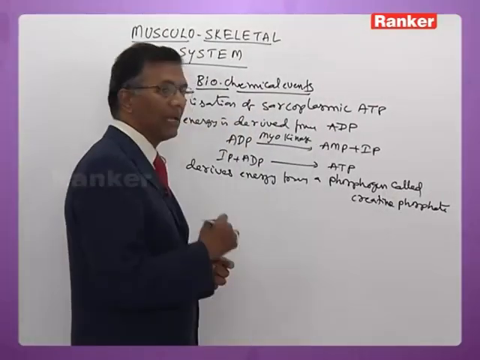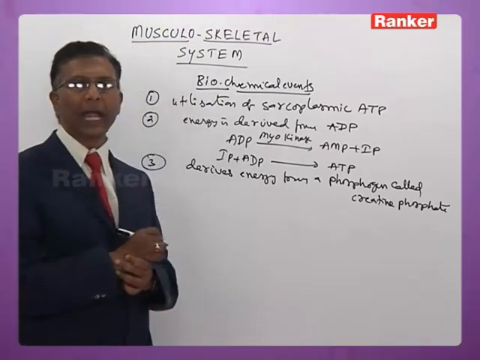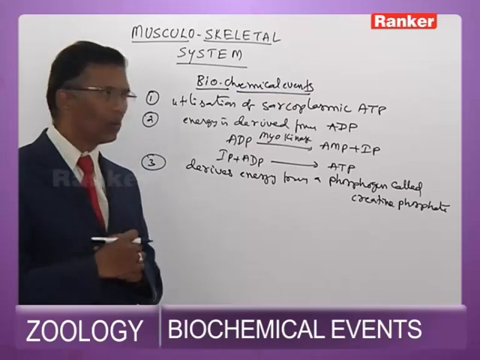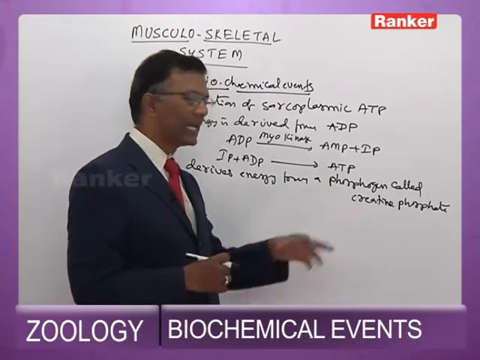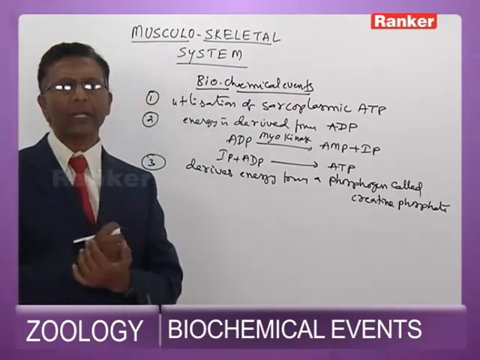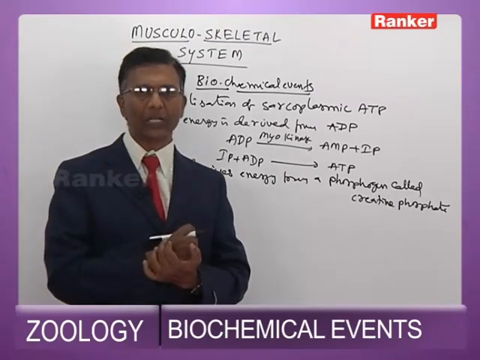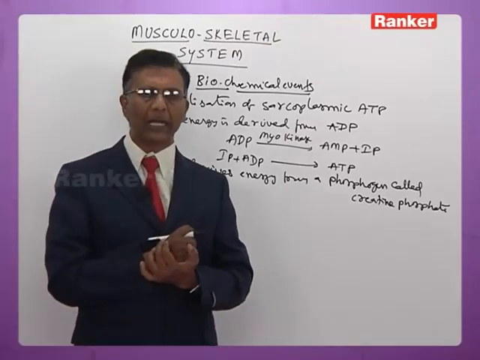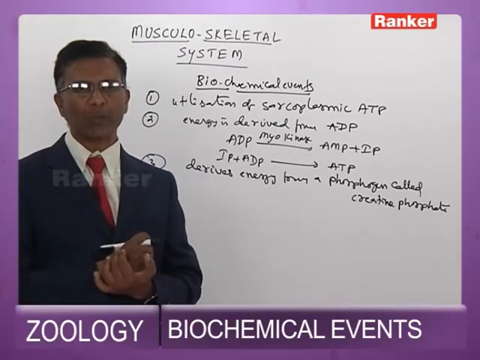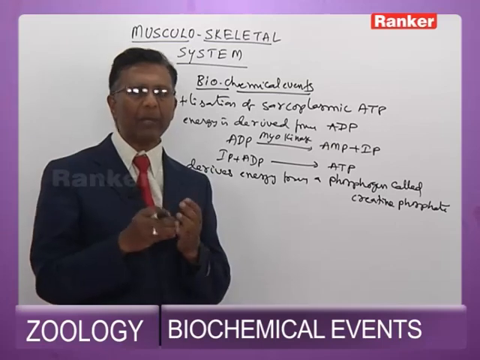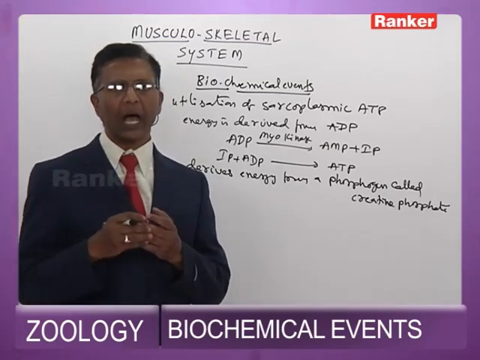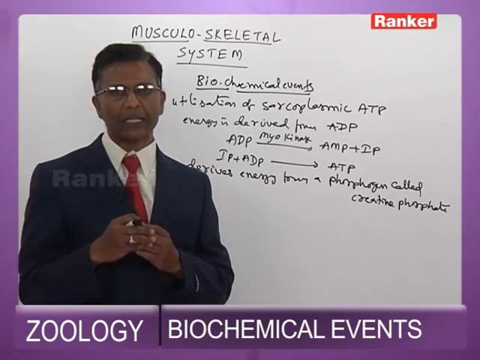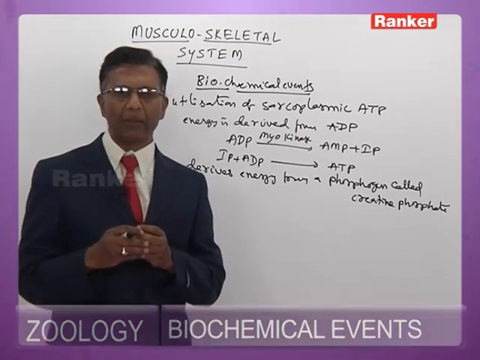Muscle derives energy from a phosphogen called creatine phosphate. Remember students, in all vertebrates including human beings the phosphogen of the muscle is creatine phosphate, whereas in invertebrates it is phosphoarginine. In vertebrates it is called creatine phosphate or phosphocreatine, whereas in invertebrates it is phosphoarginine. Whereas in hemichordata, echinodermata and chordata, I repeat once again, hemichordata, echinodermata and chordata.